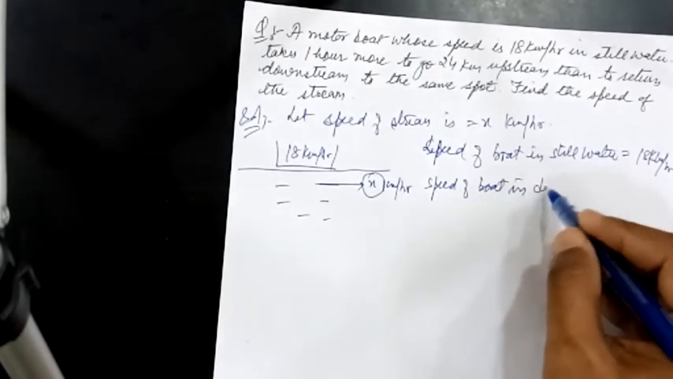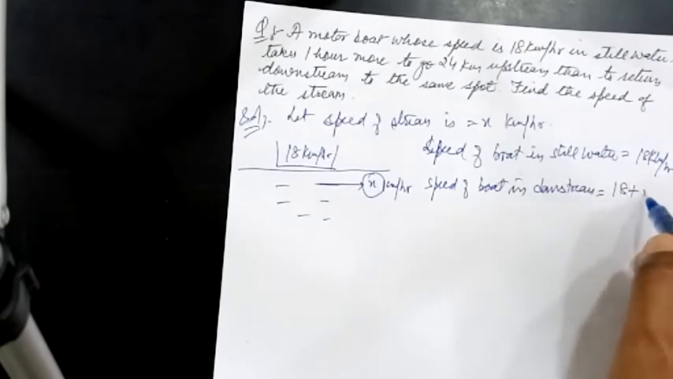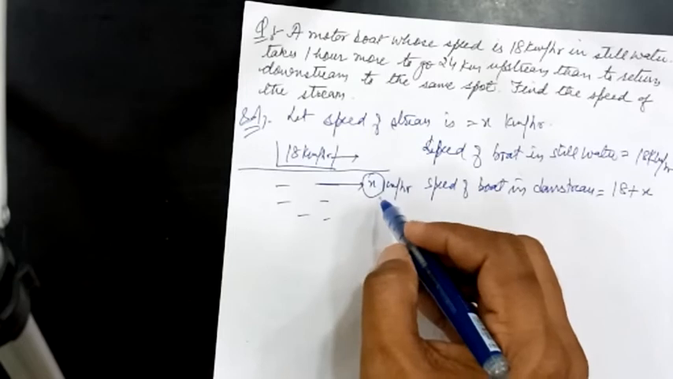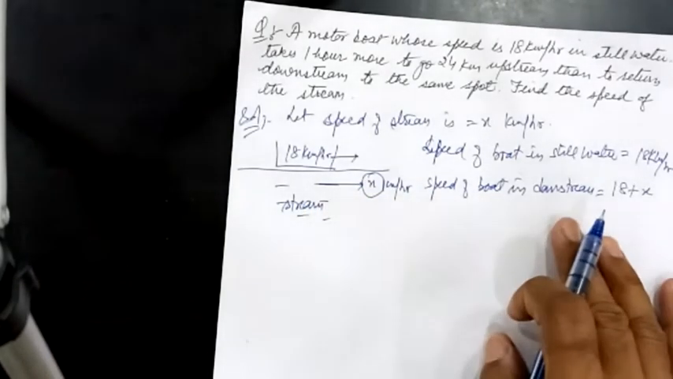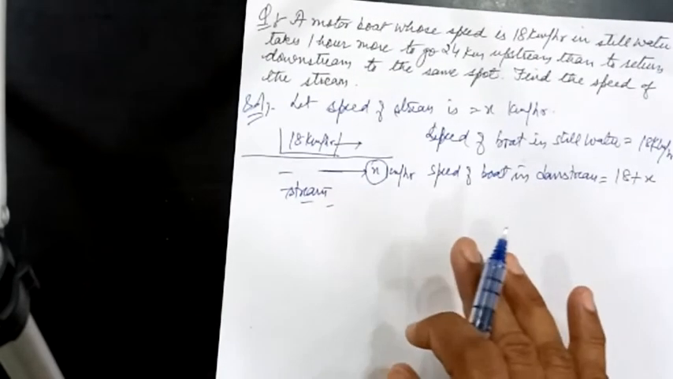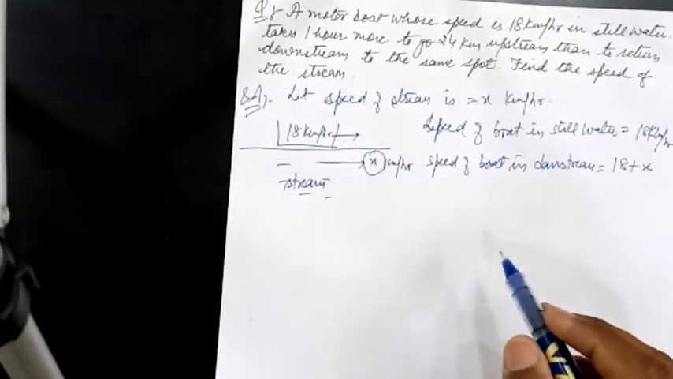In downstream, what will be the speed? So it will be 18 plus x. In the speed of the boat, the speed of the stream will add. This is the stream. Downstream means the boat is flowing in the direction of the stream. So the speed of the stream will be added to the speed of the boat.